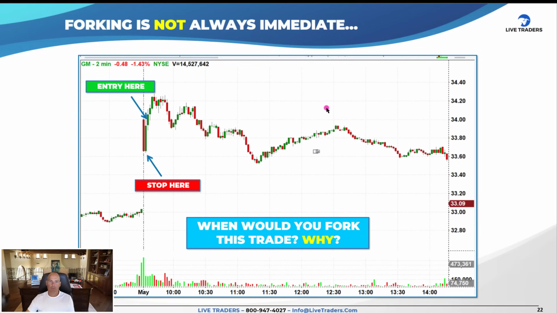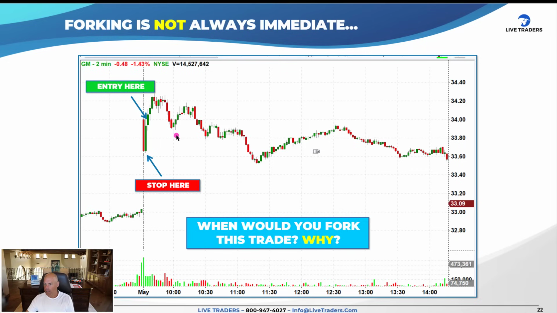What about this one? Failure is not always immediate. Here's a big old turnaround bar. Really nice turnaround bar. Right? A really nice turnaround bar right there at $34. Okay? Pops up to $34.30. Pulls back. And guess what?